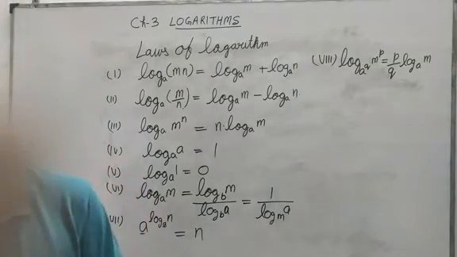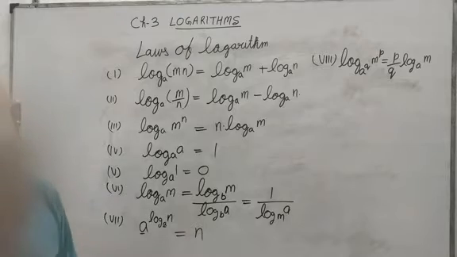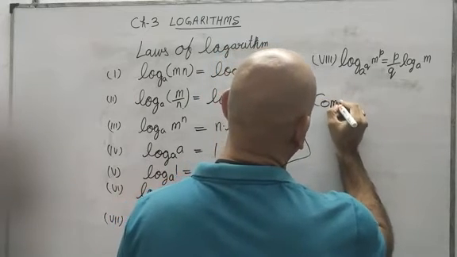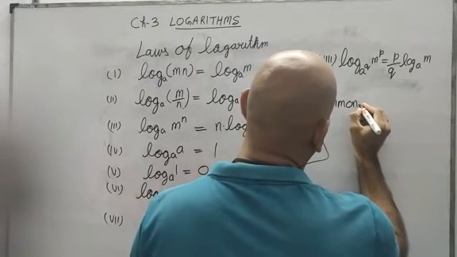Okay, so these many laws are there. Other than that, there are two things. There are two types of logarithm. One is common log.